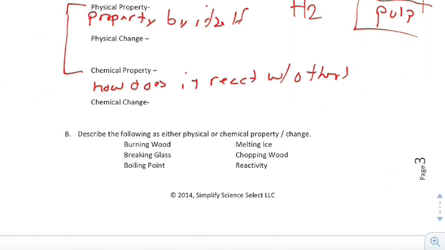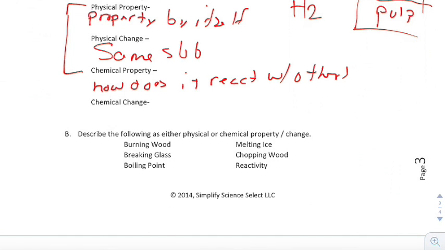An example of a chemical property would be combustibility. Can you set it on fire? In other words, how does it react with oxygen? Whenever you have a physical property, you'd say, oh, it's red, or its pH is 2. It's something that can be measured independently.